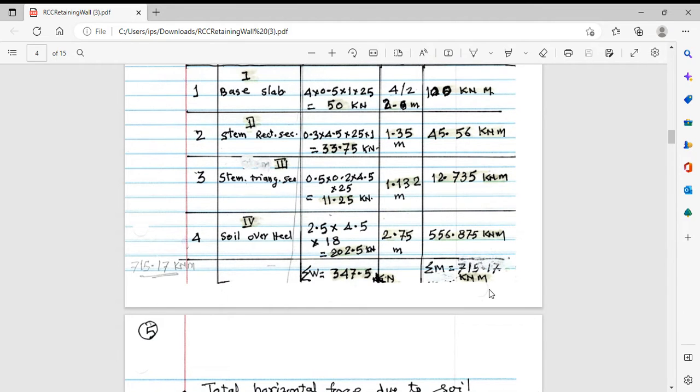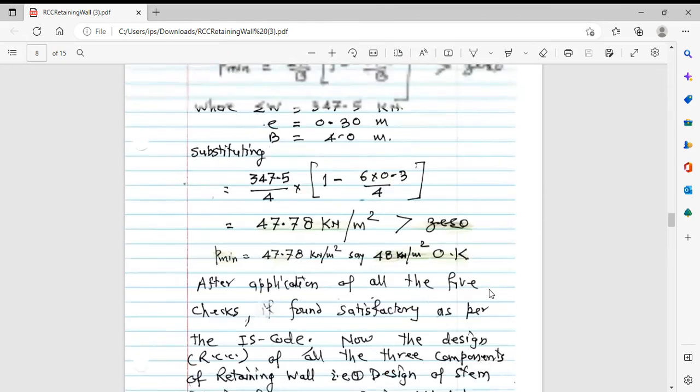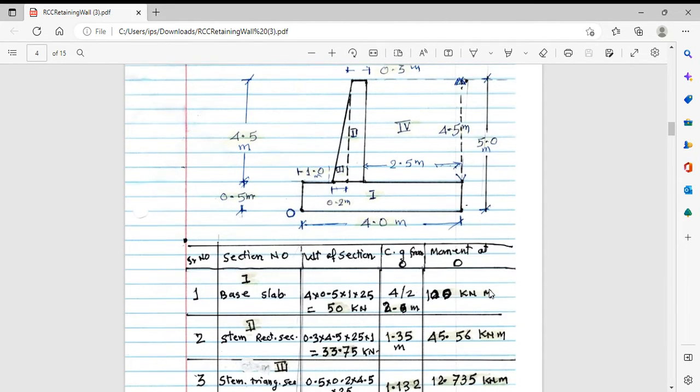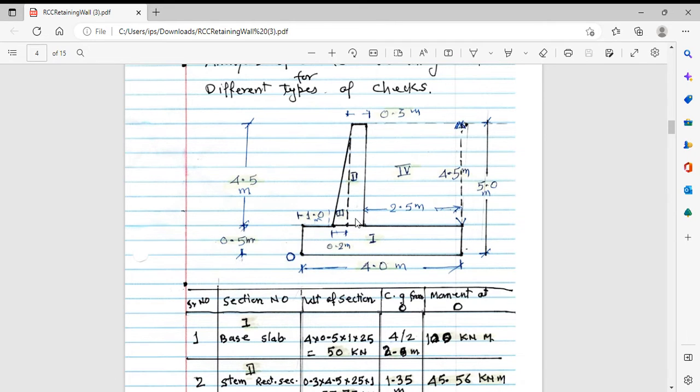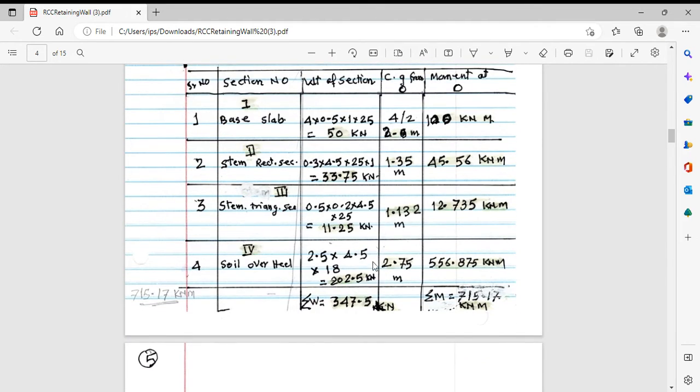Now we'll go for another portion, that is the fourth component, fourth section, that is about this one. So 2.5 into 4.5 into 1 into the density of the earth, which is taken as 18, and its CG is at a distance of 2.75 from O. If you add all this, the total downward moment, which we can also call the stabilizing moment, is 715.17 kilonewton meter, and the total downward weight is 347.5.